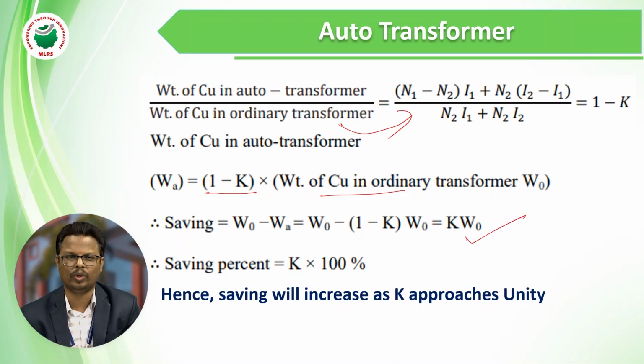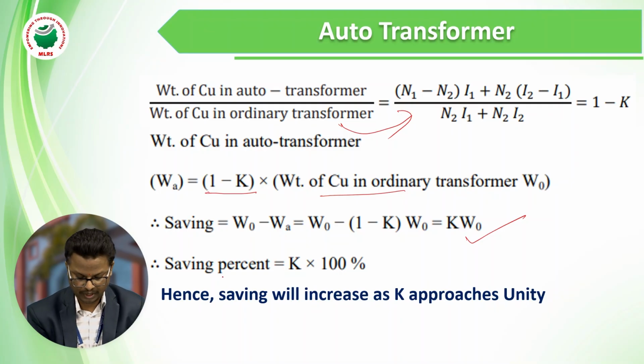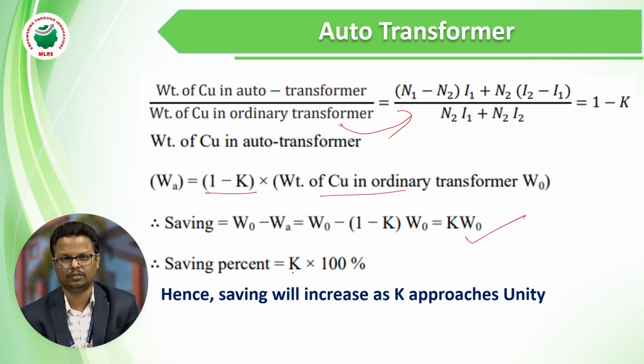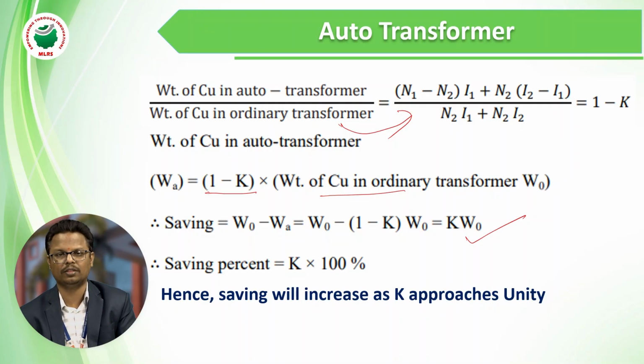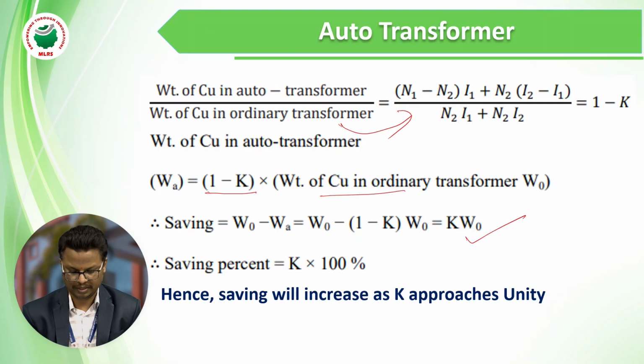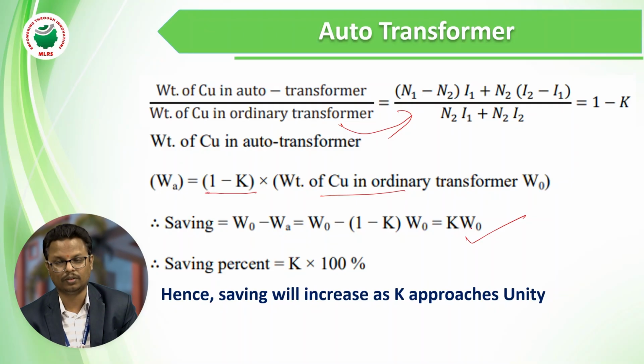The ordinary transformer is nothing but the two winding transformer. Okay. So the saving percent is equal to the transformation ratio into 100%. Hence the saving will increase as K approaches unity. So if K approaches unity, the saving of copper also increases. Okay. So this is the copper saving equation of the auto transformer, nothing but saving percentage equal to K into 100%. Okay. And the saving quantity is K into W naught.